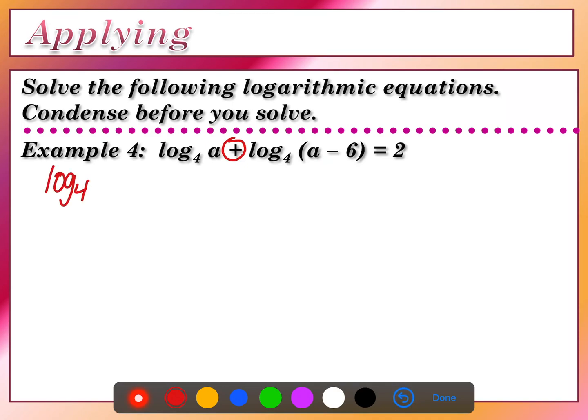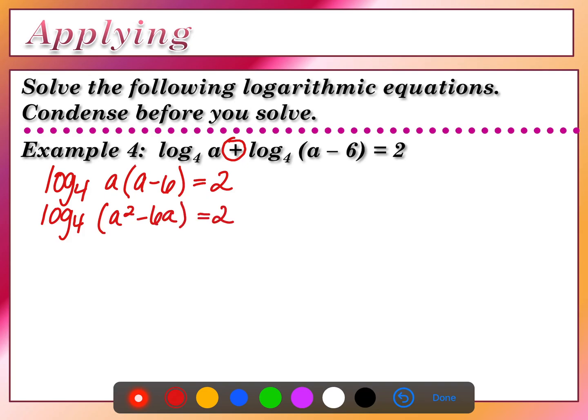So when I condense these, it would be a times a minus 6. Okay, so we can clean that argument up right now. I'm going to distribute. It's going to be a squared minus 6a. All right, so now again, I only have one log here, which means I need to change this into an exponential. So this would be 4 squared equals a squared minus 6a. Okay, so that's the equation we're going to solve.